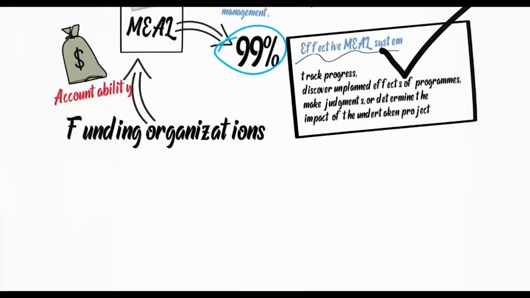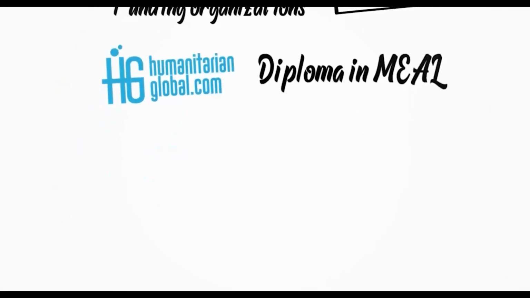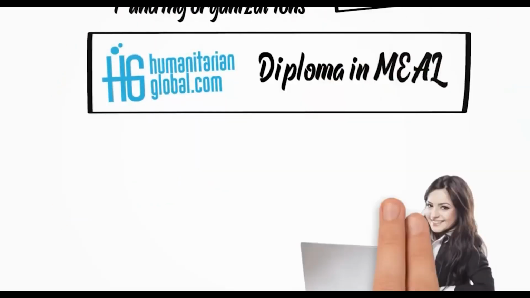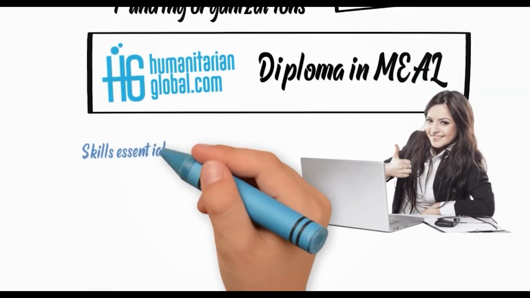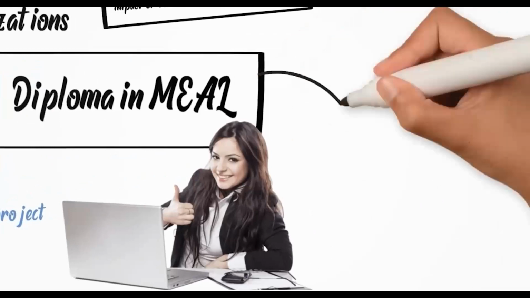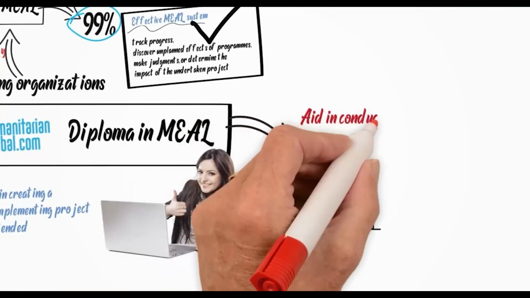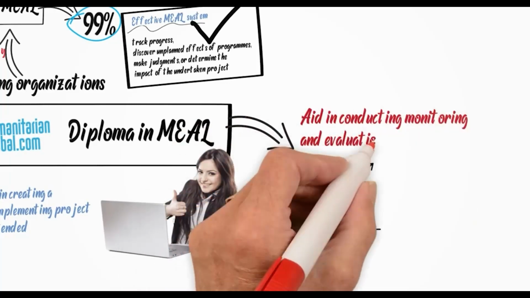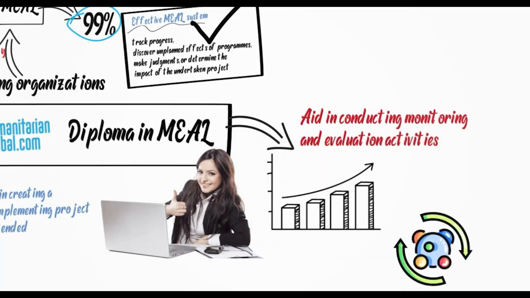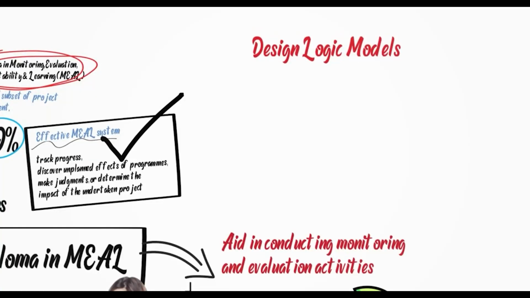Hence, undertaking this diploma course expertly developed by Humanitarian Global will help you develop advanced skills in this thematic area. These skills are essential in creating a roadmap for implementing project activities as intended. They also aid in conducting monitoring and evaluation activities efficiently and promptly, ensuring continuous learning throughout the project cycle. Among the covered modules and topics include Module 1.